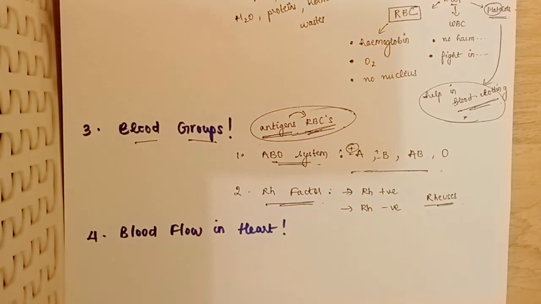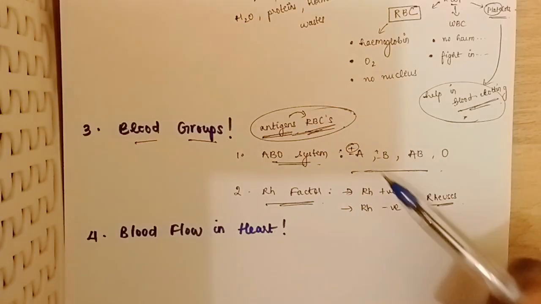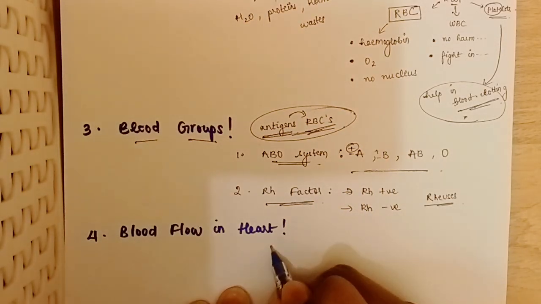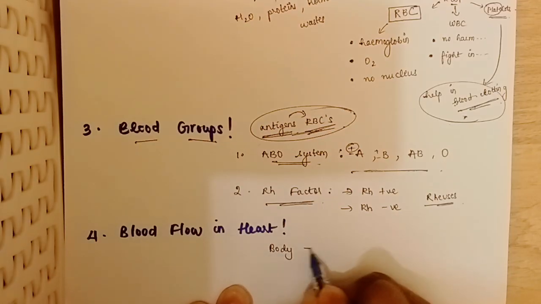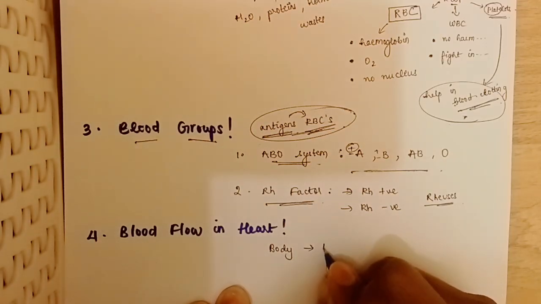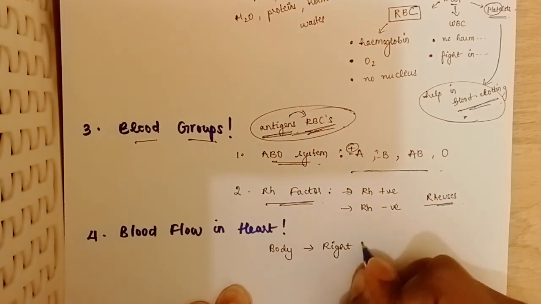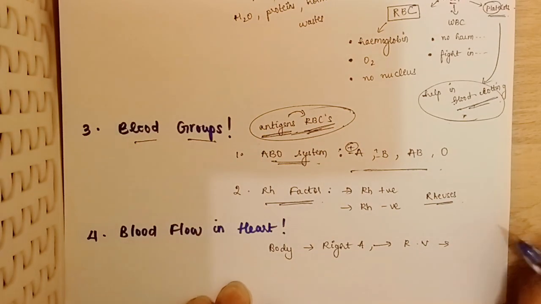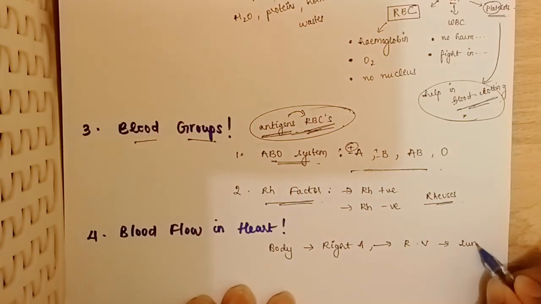Now, regarding blood flow in the heart, we know the heart has 4 chambers: the right ventricle, the right atrium, the left ventricle, and the left atrium. Now, how does blood flow in the heart? Well, when blood is collected from the body, the blood goes through the right atrium and then to the right ventricle, finally to the lungs.